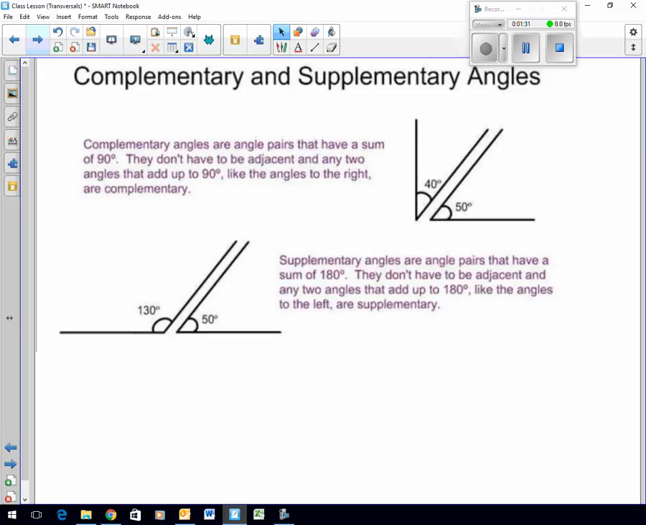Complementary angles have a sum of how many? Complementary. What? No, that's supplementary. Complementary has a sum of how many? Supplementary has a sum of how many? 180. Alright.